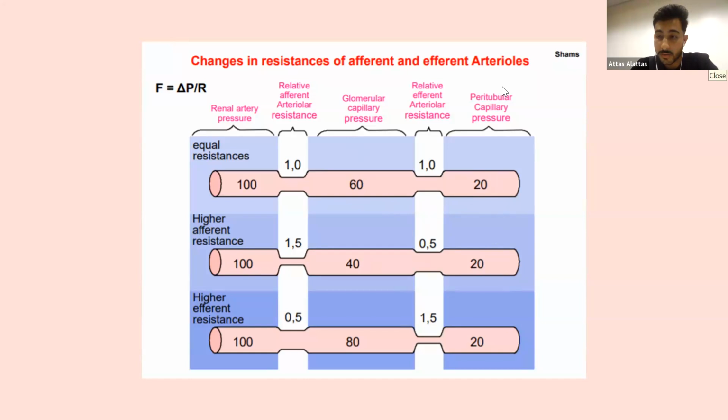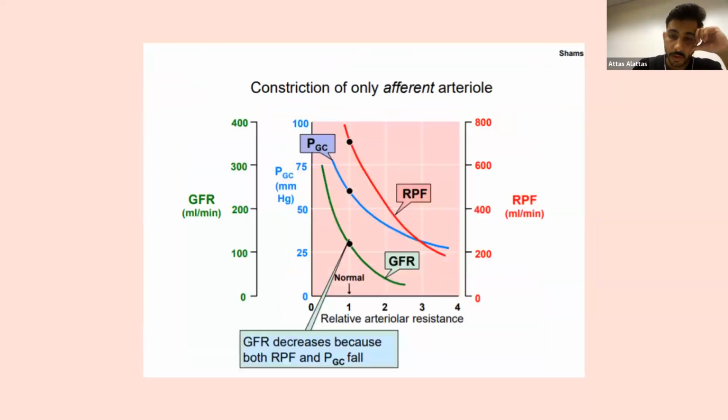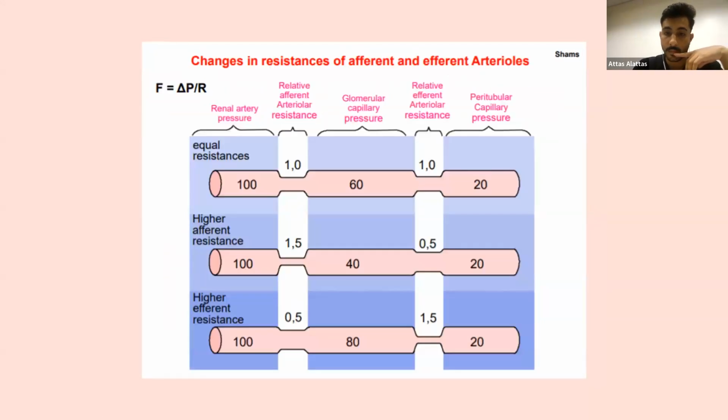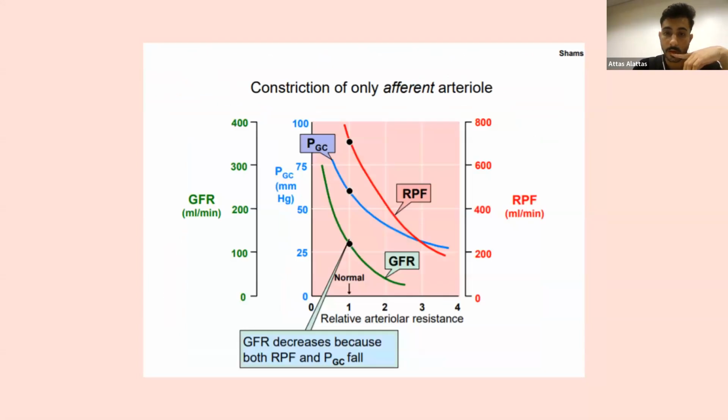Any other question here? Okay. So in the next 2 slides, I'll show you what happens in reality. In reality, you have constriction of either the afferent or the efferent. So what happens in the constriction of the afferent arteriole?